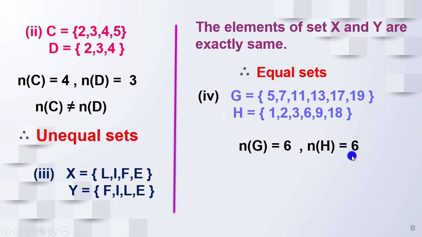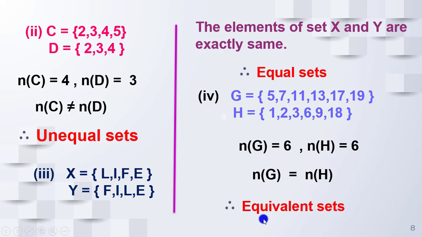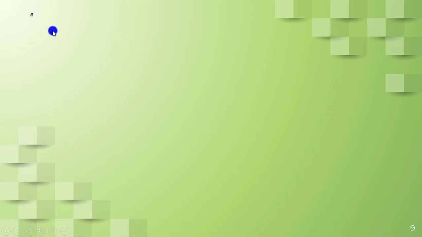Here, the number of elements in the sets is equal but not the elements. So, n of G equals n of H. Hence, we call this an equivalent set. Now, let us go to the next problem.